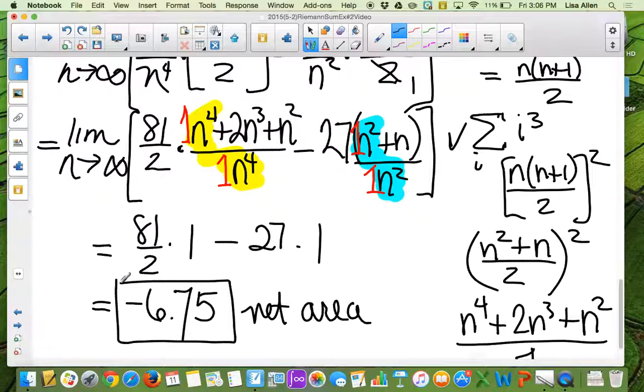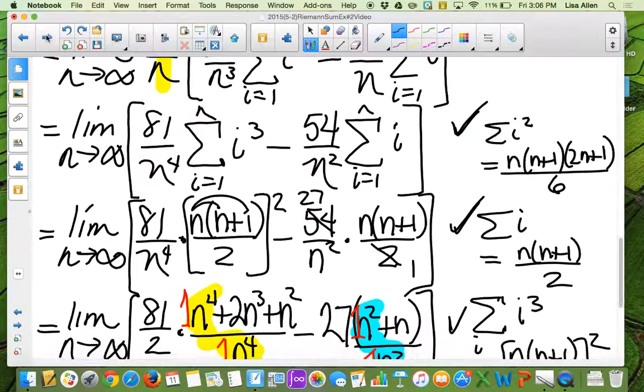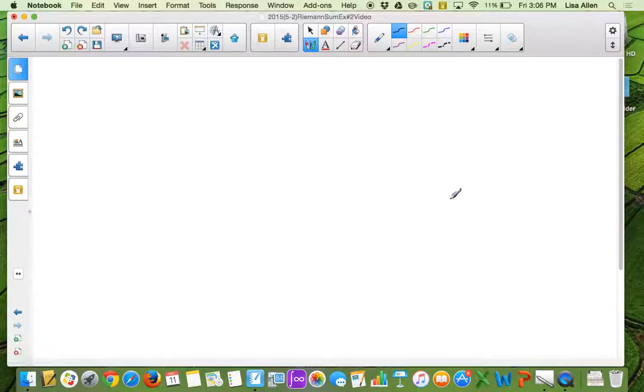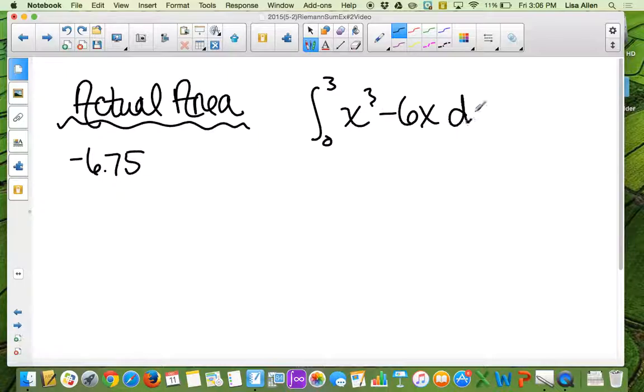Now this is the theory and kind of like a proof, but you need to understand this. So I went through it. You can review this if you like. And the second part that I showed you then, or rather the third part, let me add another screen, is where you took the actual area, which we know to be negative 6.75. But when you're looking at this in terms of the definite integral, we know that the definite integral went from 0 to 3 of x cubed minus 6x dx.